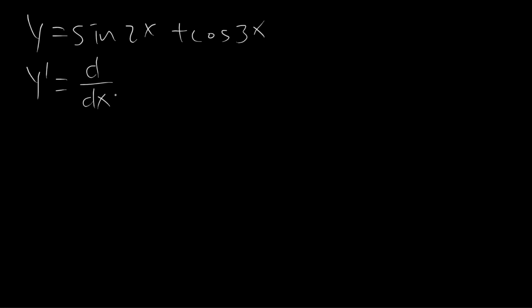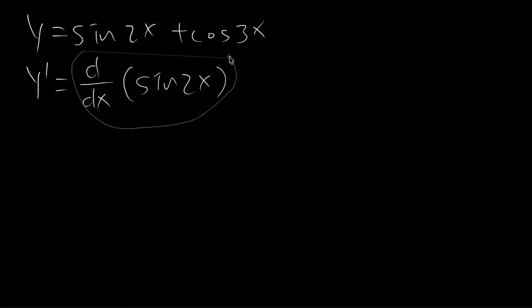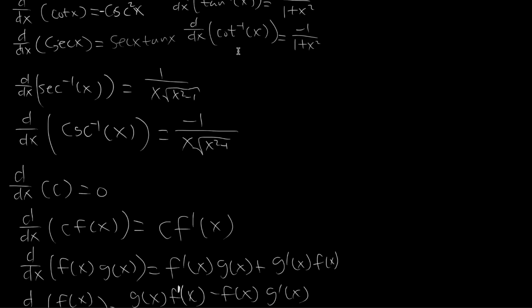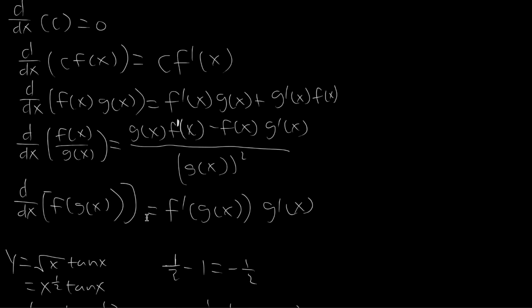y is equal to sine 2x plus cosine 3x. What is the derivative of this quantity? So we take the derivative of sine 2x first, right? And then you also need to take the derivative of cosine 3x. So basically just apply the chain rule here, right? So chain rule is here.